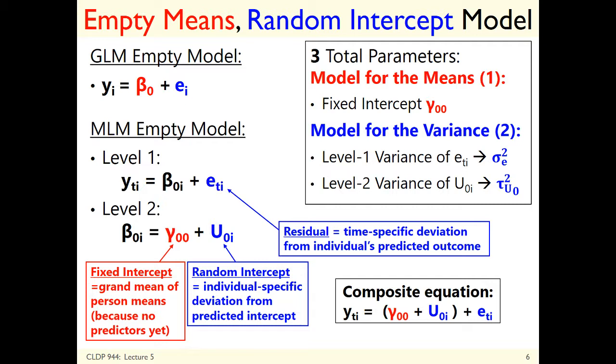So the way that we've been writing this, I refer to as a composite equation. It's in the lower right corner of your slide here. The part in parentheses is the part that the beta 0i does. It's just a holder for those two ideas. It's how each person gets their own intercept. They get it through a combination of fixed plus random.